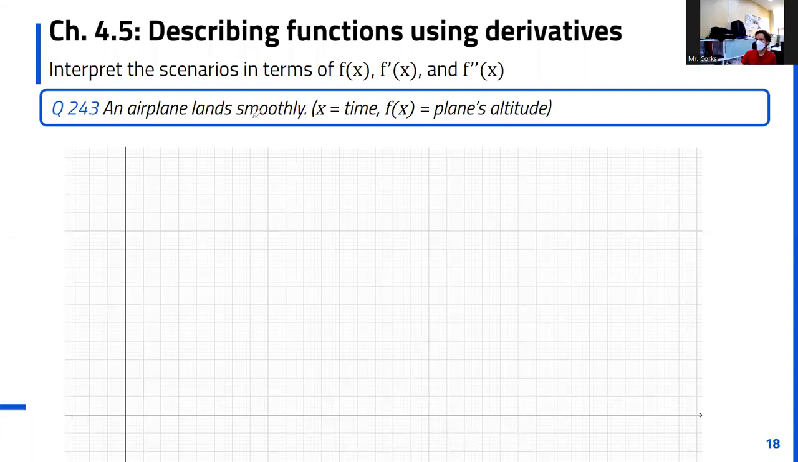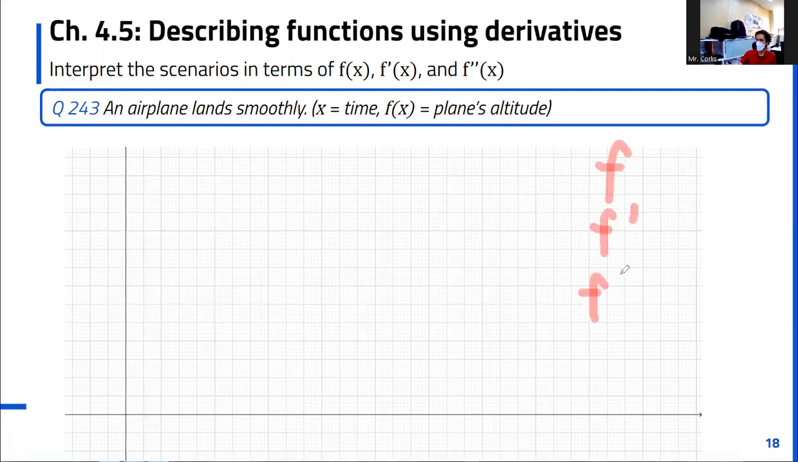So next one here, we have an airplane landing smoothly. So original function, first derivative, second derivative. Airplane lands smoothly, and our f of x is the plane's altitude, so the height of the plane. Well, if it's the height of the plane, it can't be under the ground, so original function is greater than 0. First derivative, it's landing, so it's there, and then it's there, and then it's there. So it's going down. The height is decreasing. So the slope is negative. So first derivative is negative.